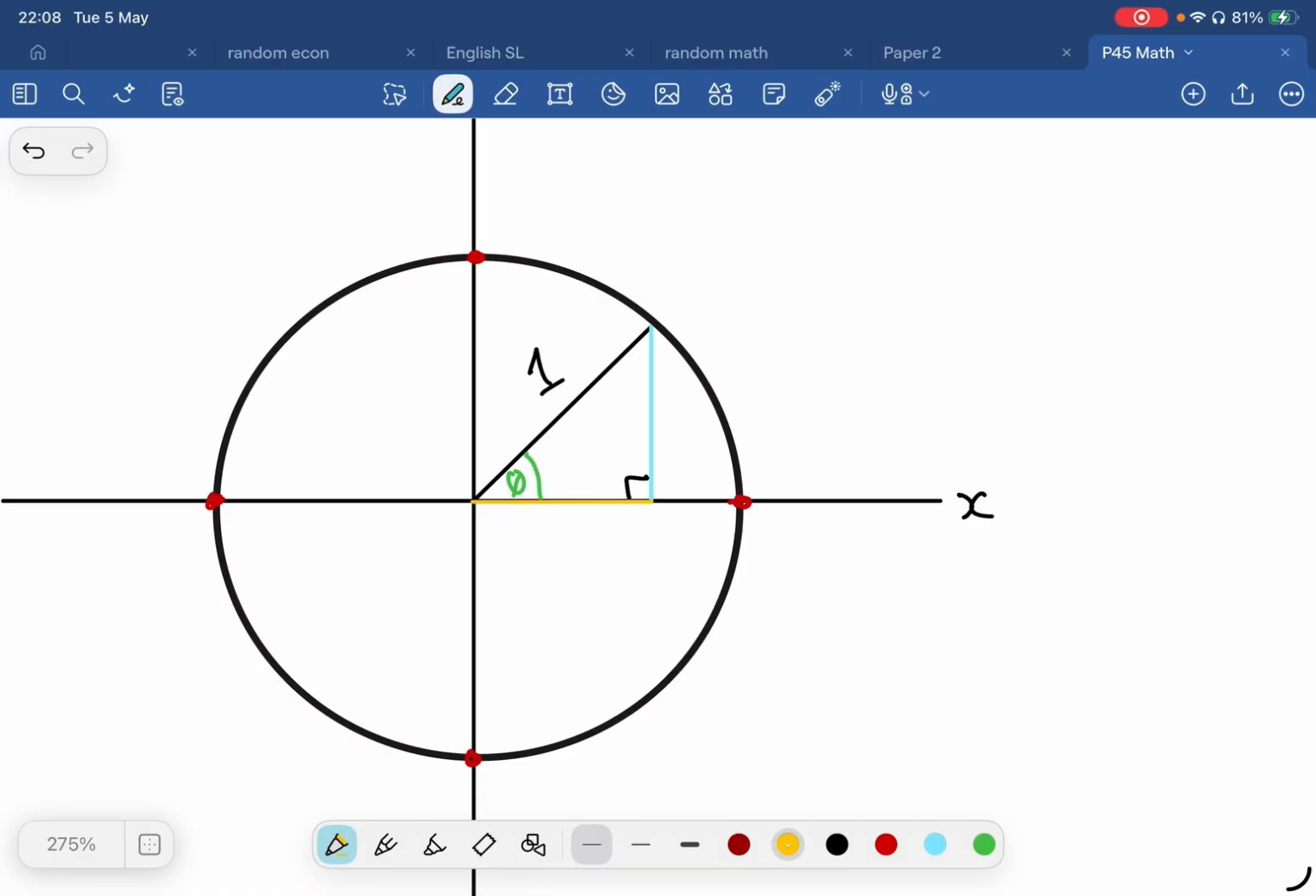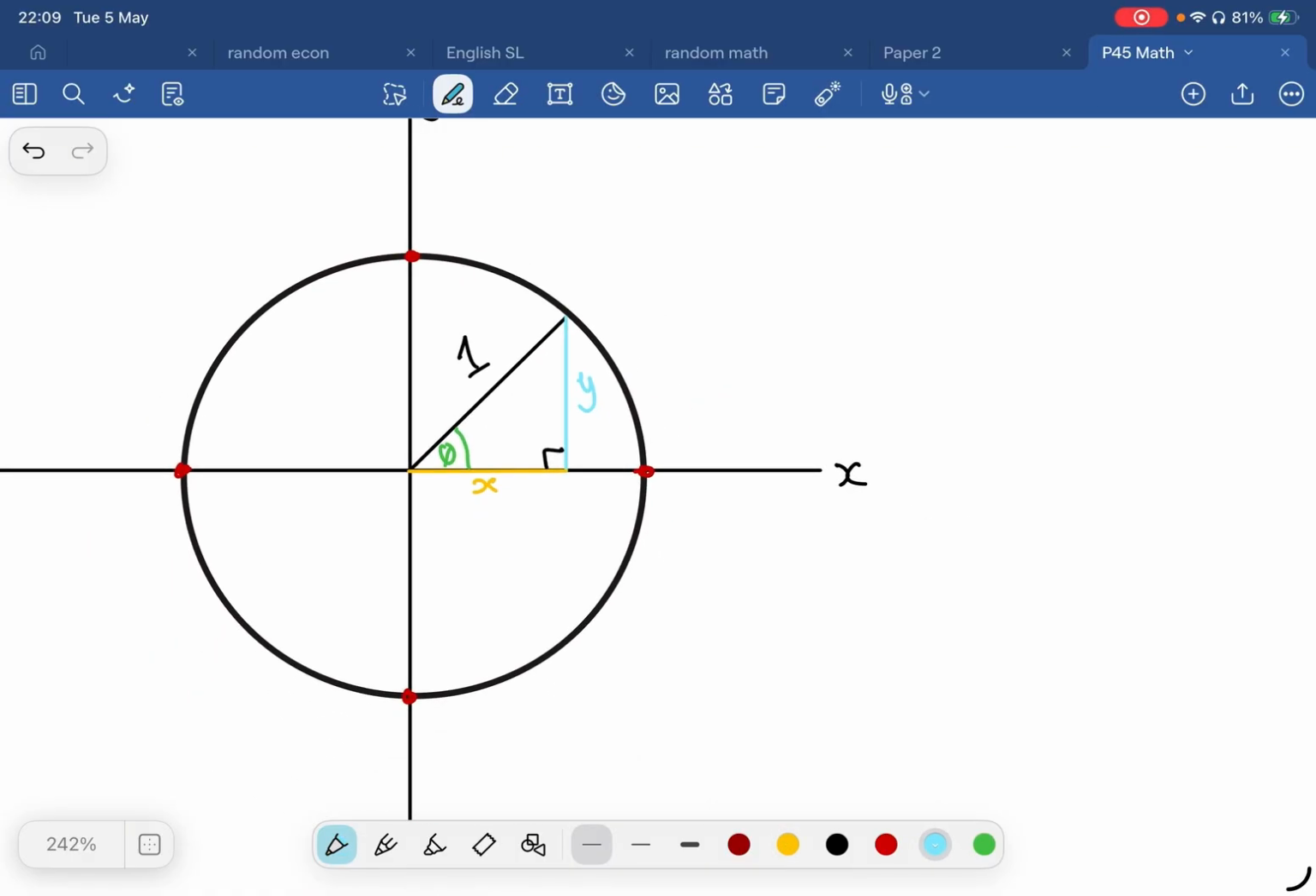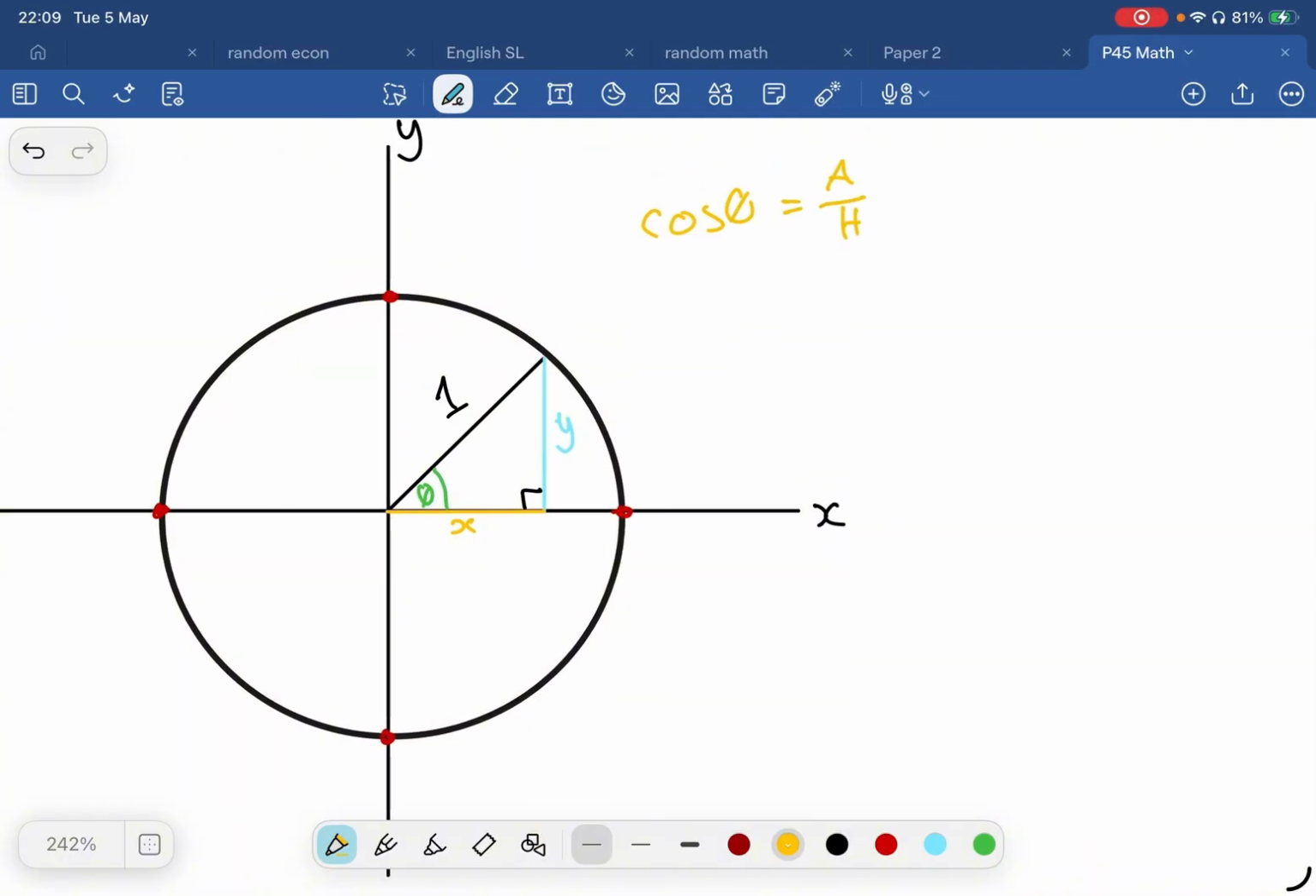Well, if we call this yellow length x and this blue length y, I'm going to tell you why we do that in a second, but I just want to show you how to do it first, because I don't want to make this too complicated right at the beginning. We know the cos of any angle is the adjacent over hypotenuse. The adjacent side of this angle is just x, and the hypotenuse is 1. So we get x over 1, and x over 1 just equals x. So cos of theta equals x.